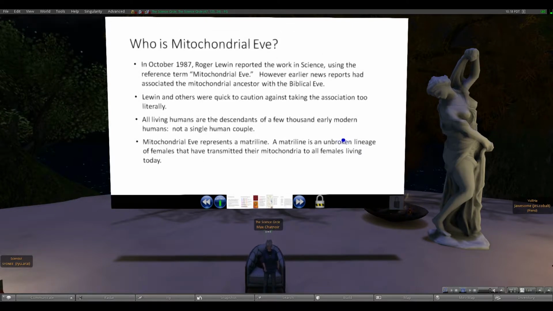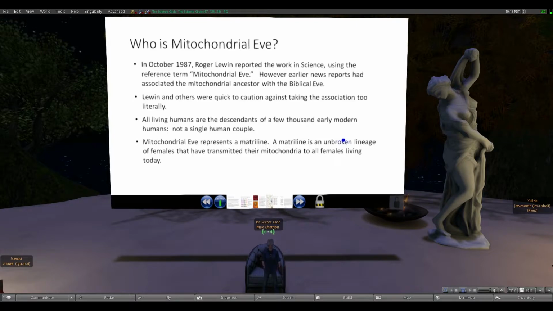So that concept became known as mitochondrial Eve, that concept of an ancient maternal mitochondrial ancestor. And it was natural to associate that mitochondrial ancestor with the biblical Eve. And in October 1987, Roger Lewin, who's a science writer, reported the work in Science using the reference term mitochondrial Eve. He wasn't the first person to associate the common mitochondrial ancestor with the biblical Eve, but I think he was the first person to use that.